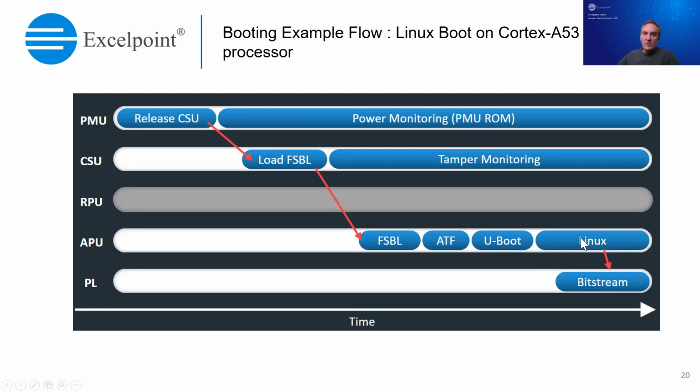Linux in turn then loads the executable software and corresponding bitstream from the user. Note that the ARM trusted firmware, U-boot, and first stage bootloader all run on the application processing unit. So note, the real-time processing unit is completely unused in this particular flow.